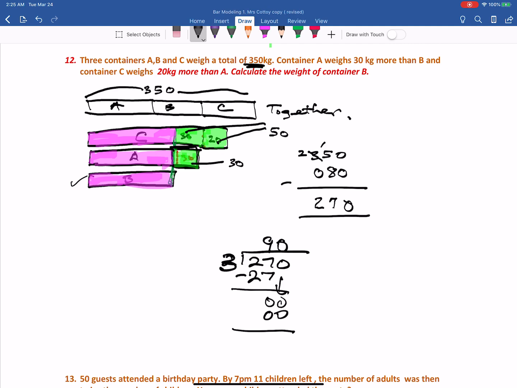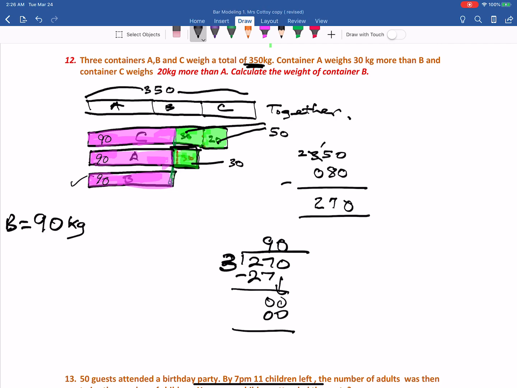90. So 90 here, 90 there. Have we answered our question? Calculate the weight of container B. Yes, container B is 90 kilograms. B equals 90. Great.